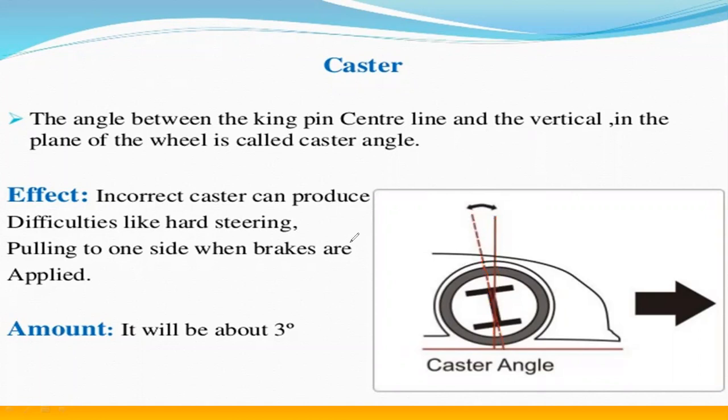So what is the effect of this caster angle? Incorrect caster can produce difficulties like hard steering and pulling to one side when brakes are applied. These are the effects of the caster. The caster is positive when the kingpin center line meets the road surface ahead of the center of the tire contact with the road. When the kingpin center line meets the road behind the wheel center line, the caster is designated as negative.